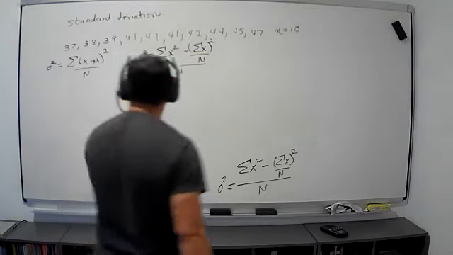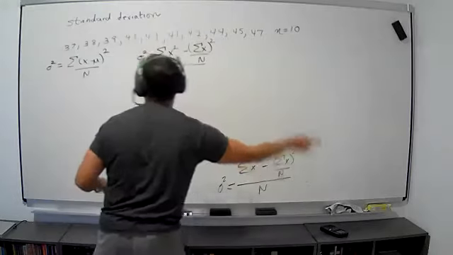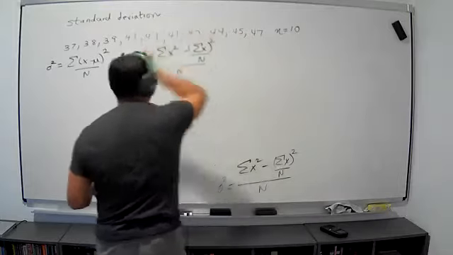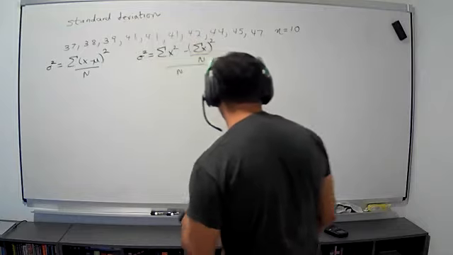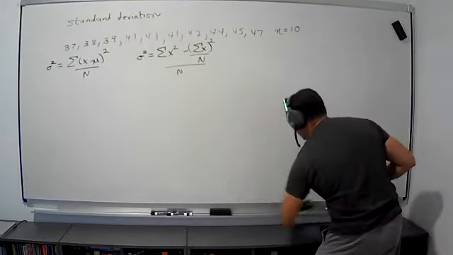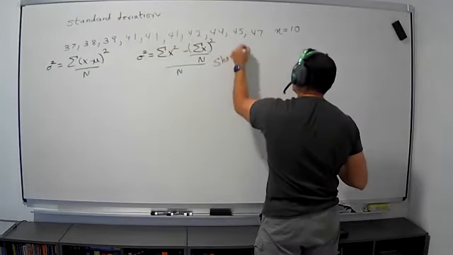Because for this one, you had to do 37 minus 41.5, 38 minus 41.5, 39 minus 41.5, 41 minus 41.5, and so on. Then you had to square it, then you had to add them all up, and you had to square root. And for this one here, this is the shortcut for the variance. Trust me.